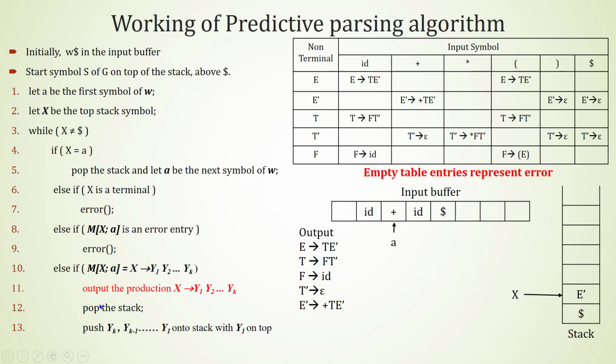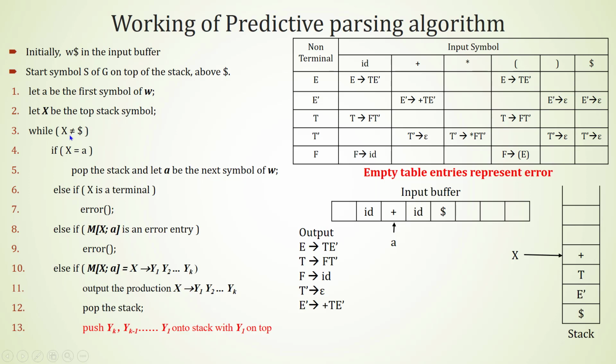Next step, pop the stack. So E' will be removed from the stack. Push Yk down to Y1 onto the stack with Y1 on the top. So this plus TE' must be pushed to the stack in reverse order. So E' is pushed, T is pushed and plus is pushed.